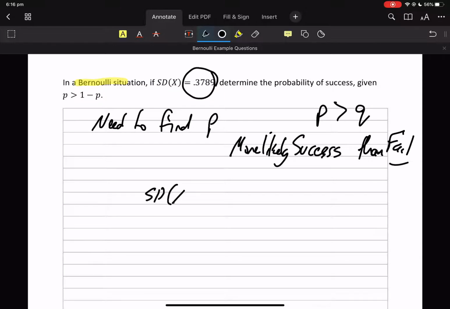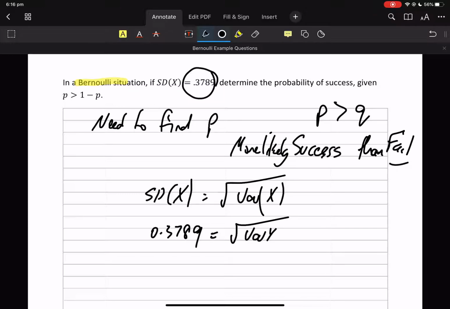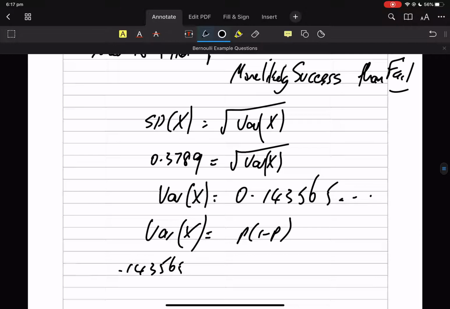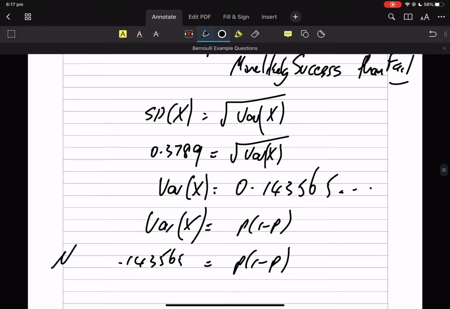We've got a rule: standard deviation of X equals the root of the variance. So that means my standard deviation, I guess I could put 0.3789 equals root. So that means my variance, calculator, 0.14356, etc. We also know that the variance of X is p(1 minus p), so therefore we can go 0.143565 equals p(1 minus p). And let's just put that in and solve.